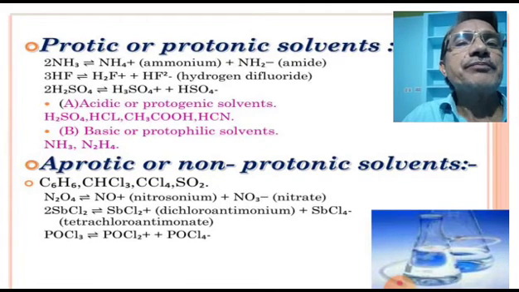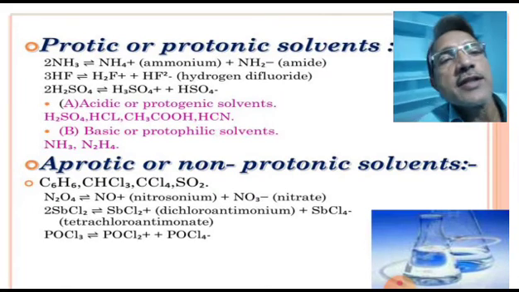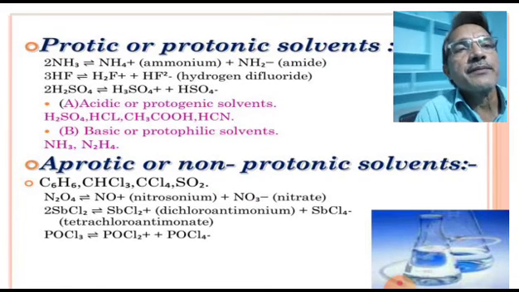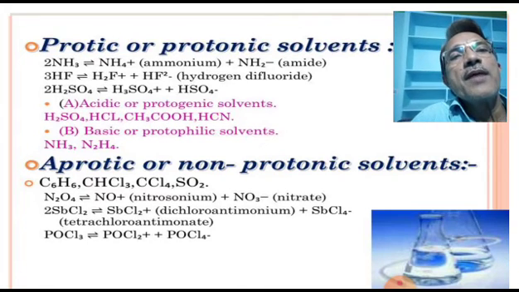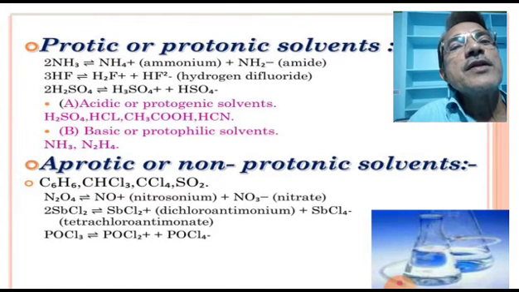H2SO4, sulfuric acid, HCl, hydrochloric acid, CH3COOH, acetic acid, hydrogen cyanide, HCN. These acids can produce protons. Therefore, they are also called protogenic solvents.